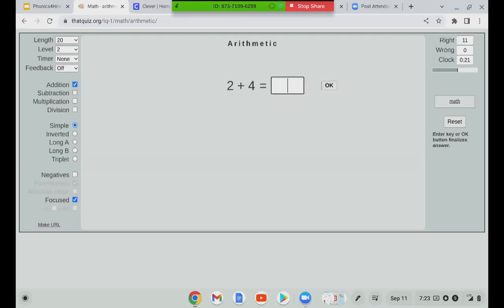And again, you can either turn the feedback on or off. But when you're timing, don't put the feedback on there. Just leave it off.